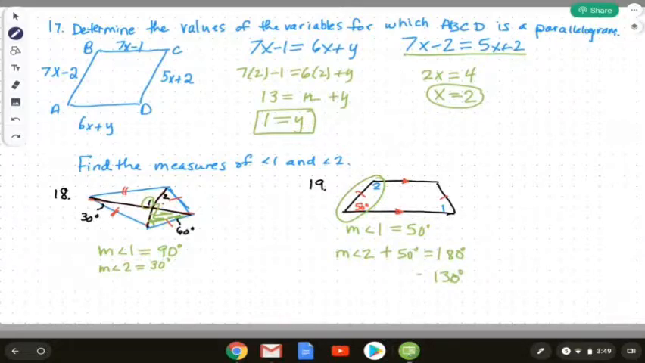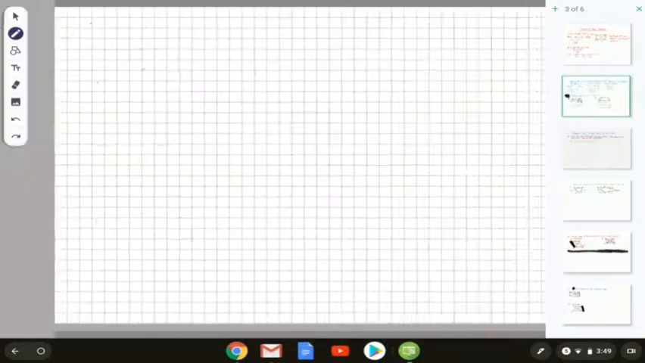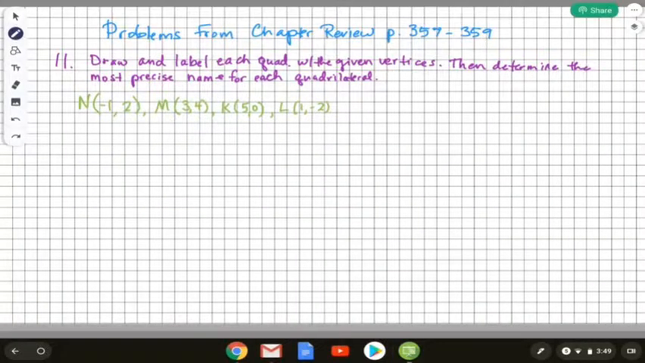And that has to be equal to the measure of angle 2. Okay. Okay, this one I gave myself a little more room for.